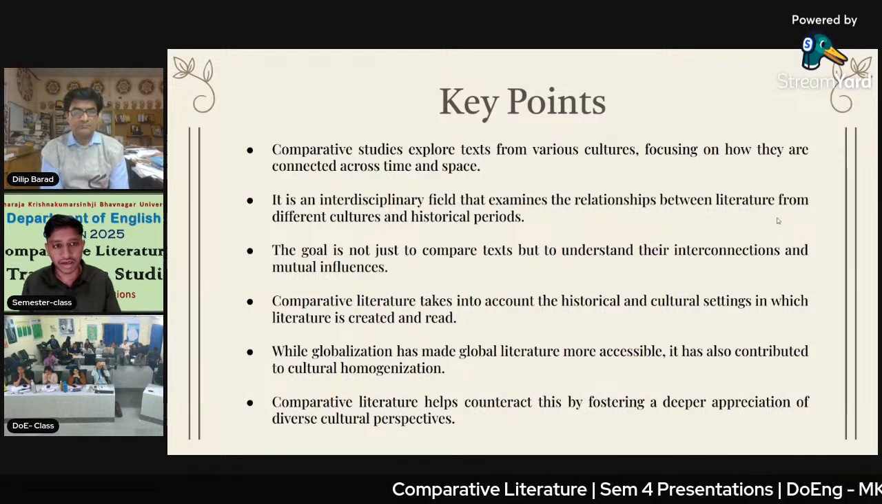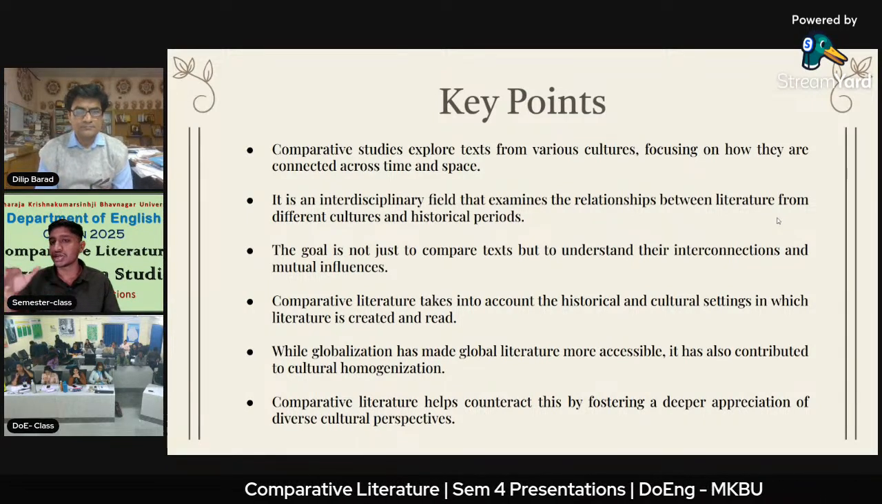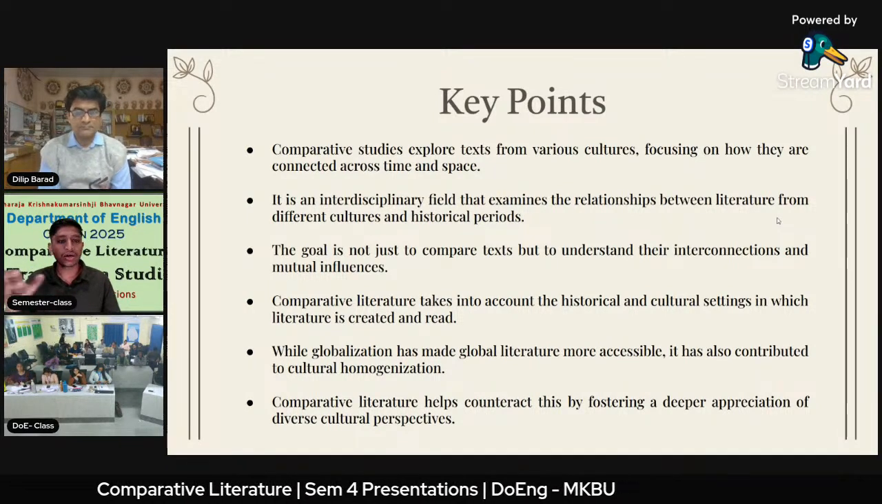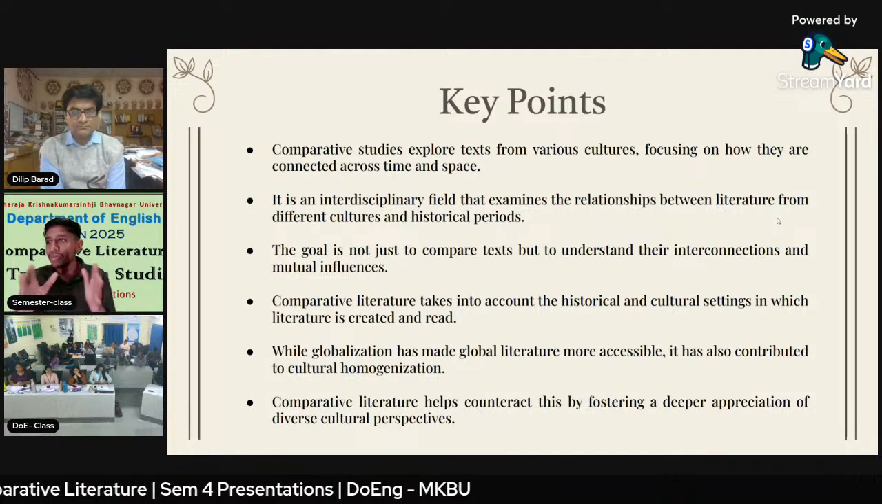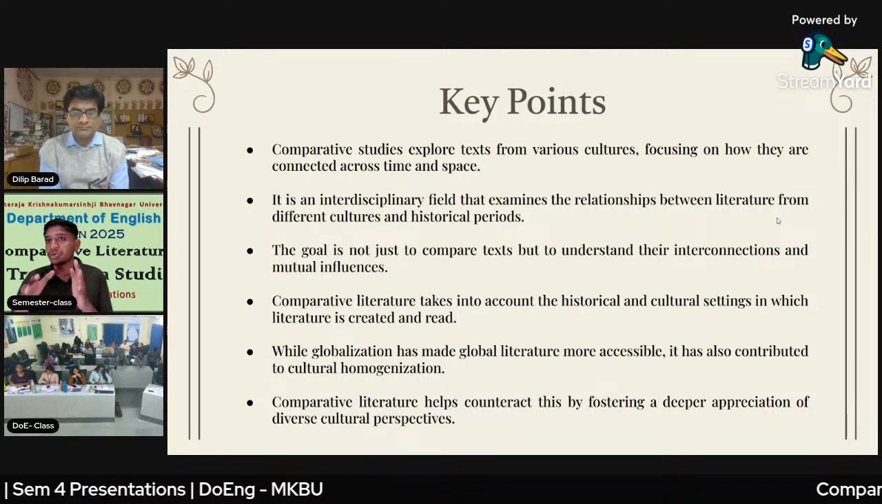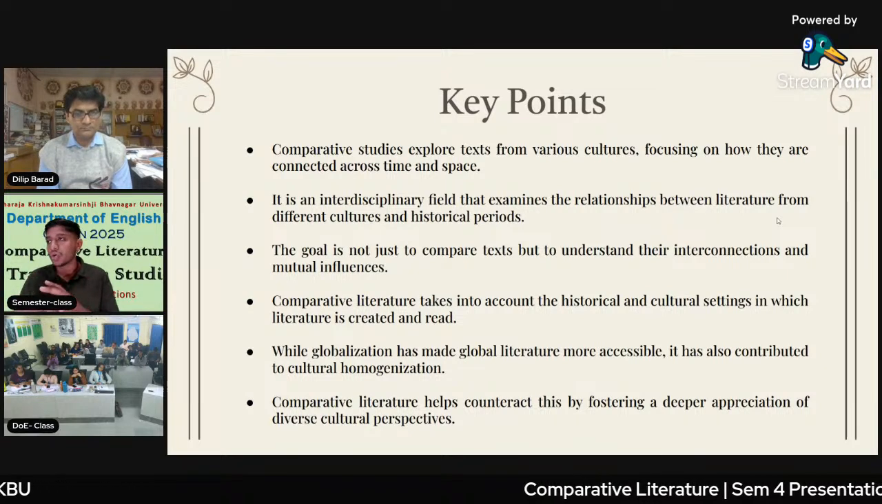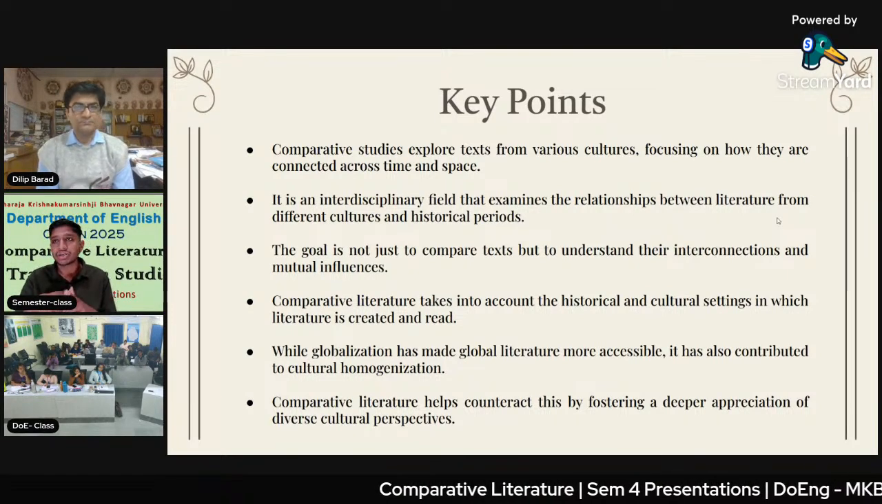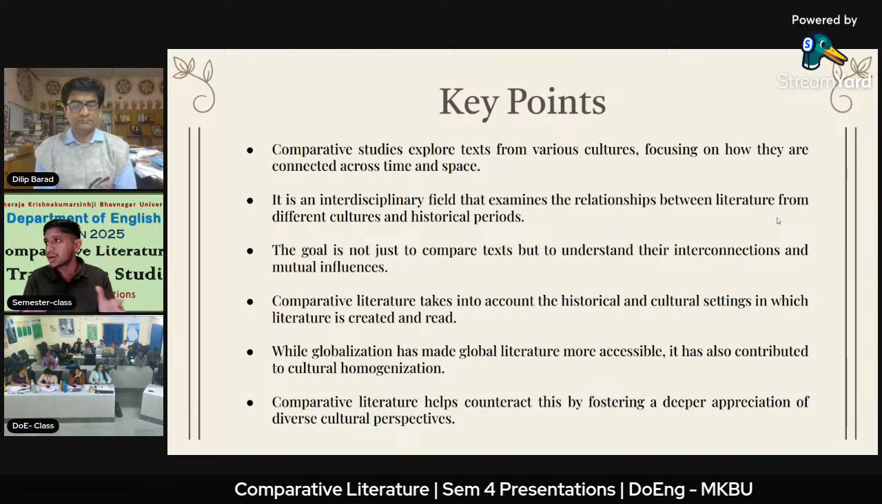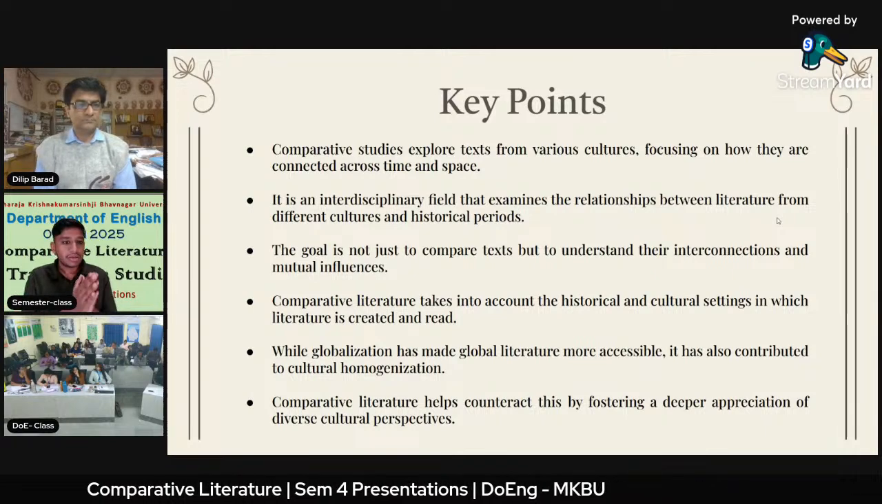Key points of this article: comparative study explores texts from various cultures, focusing on how they are connected across time and space. Basically, comparative study is an interdisciplinary field, not stuck on any one nation's literature. It also involves other nations' literature, and also historical background and cultural elements.